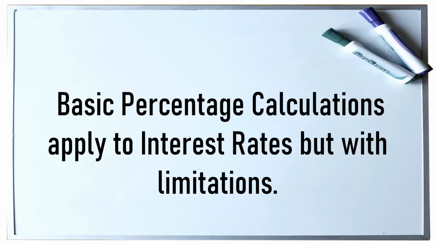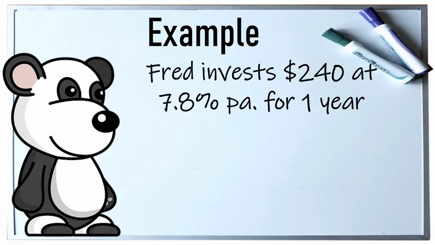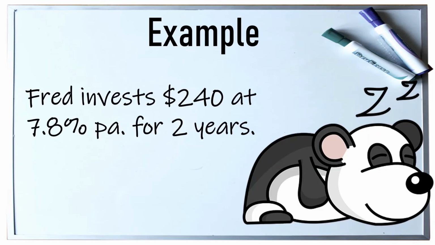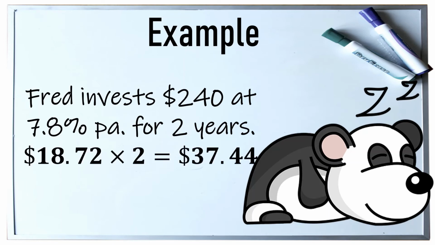Basic percentage calculations apply to interest rates, but there are some limitations. For example, Fred invests $240 at 7.8% per annum for 1 year. So we can work out 7.8% of $240, which gives us $18.72. This time Fred invests the same amount at the same rate, but this time for 2 years. So you'd think that you would take the amount of interest after 1 year and double it, but this is not necessarily so.